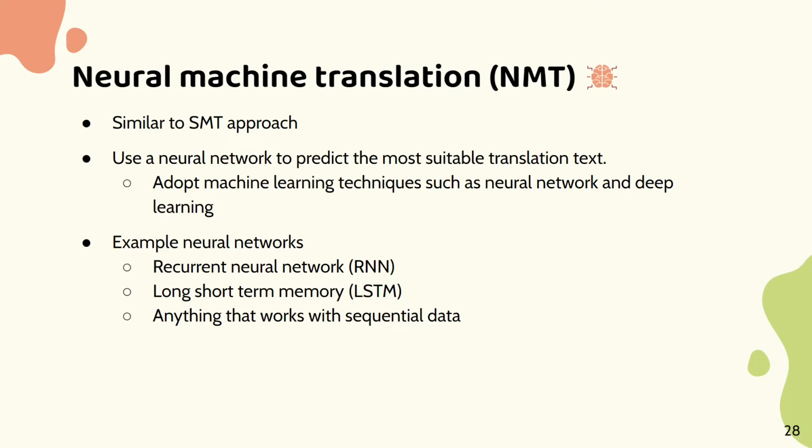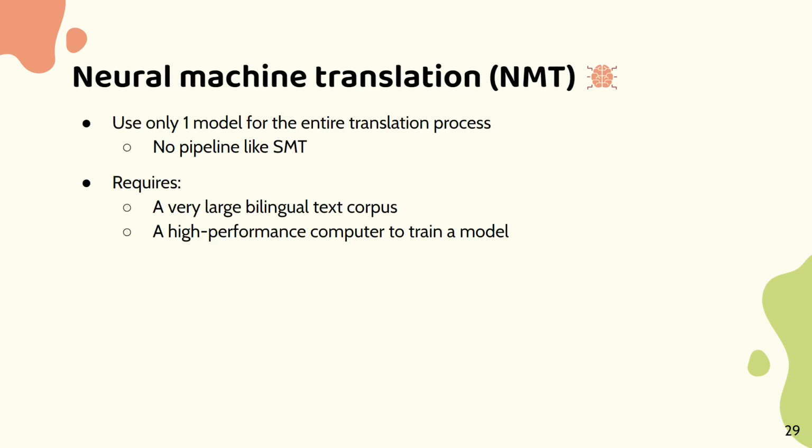And usually it will be a neural network that works with sequential data, because we are dealing with text data here, and text data is sequential data. So now with this approach, we will have only one model that handles the end-to-end translation process. There is no need to use a pipeline that consists of many subcomponents anymore, because everything is handled automatically by a neural network. So the system structure of neural machine translation will be much simpler than statistical machine translation.